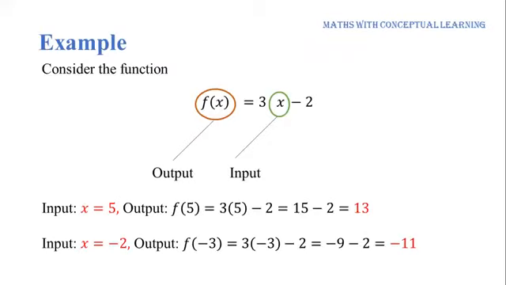Let's look at a detailed example. Consider the function f of x equals 3x minus 2. If you relate this f of x to the previous one, you can write it as y equals f of x. We choose particular input values, x equals 5 and x equals -2. For these particular input values, we get a unique output.